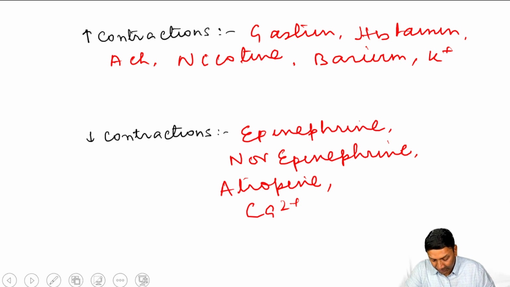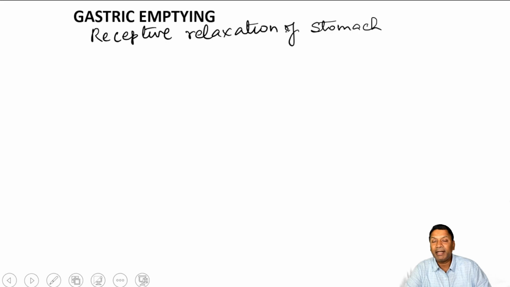Then in the part of gastric emptying, how does gastric emptying take place? When food enters the esophagus, after entering the esophagus, it will pass to the stomach, right? So food enters from the esophagus into the stomach by a process called the receptive relaxation of the stomach. When food enters the stomach, there will be relaxation of the stomach and the food will enter into the stomach.